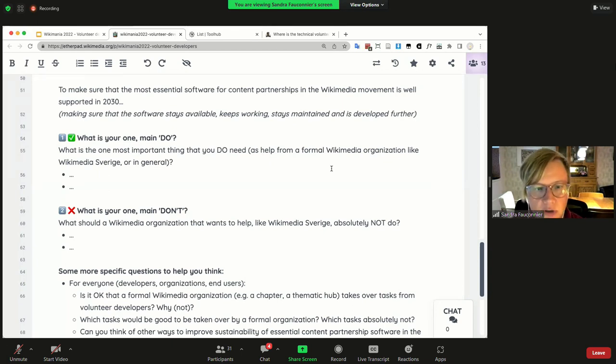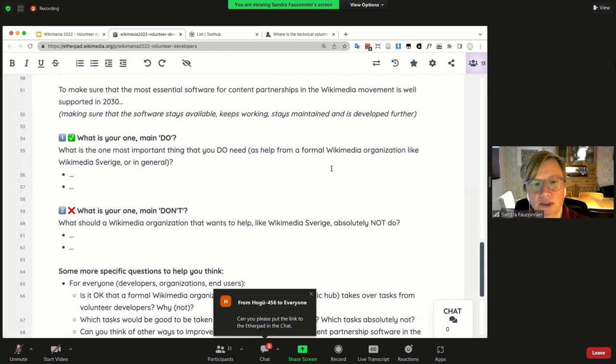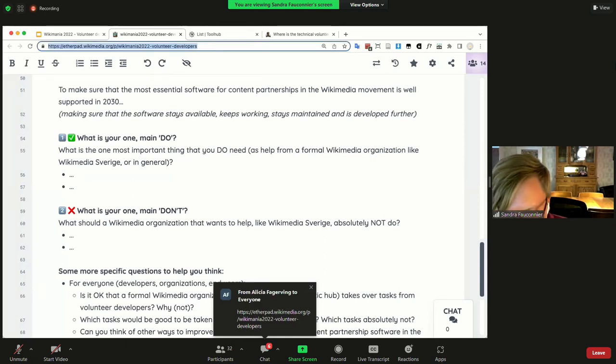Listening to my introduction, with the Wikimedia 2030 strategic direction, we want to establish thematic hubs that support certain aspects of our work in the Wikimedia movement. I will do that. Thank you. I'm probably mispronouncing your name, but I appreciate the ping. Yes.